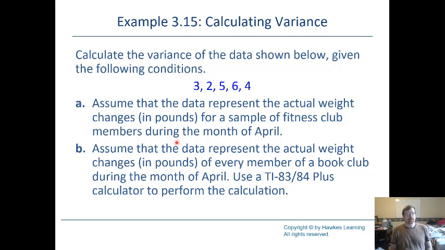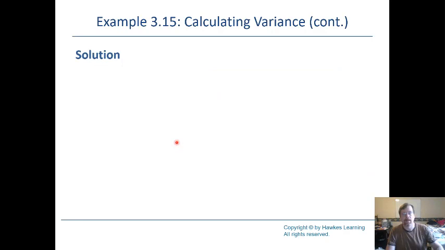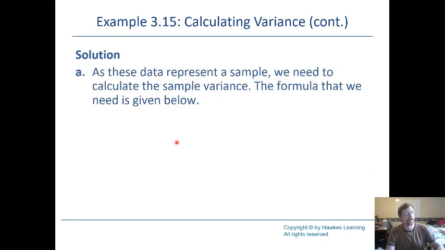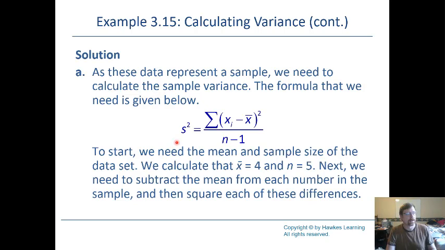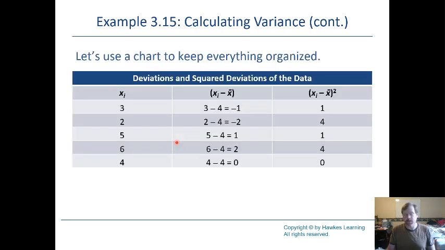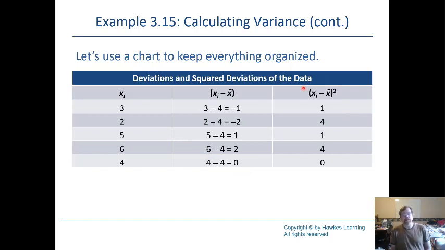Yeah, you should get the same number for both problems. Okay. Right, so we've got a sample, so we're using that formula. We calculate the mean and take note of the number of samples we have. There's that nice table like we used last time. Makes it easy to keep track of what we're doing.